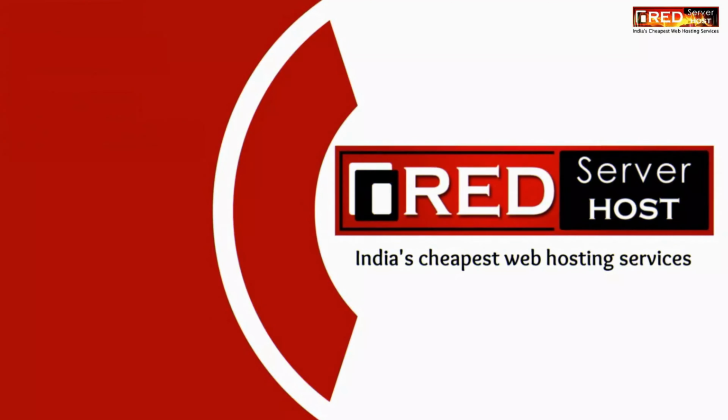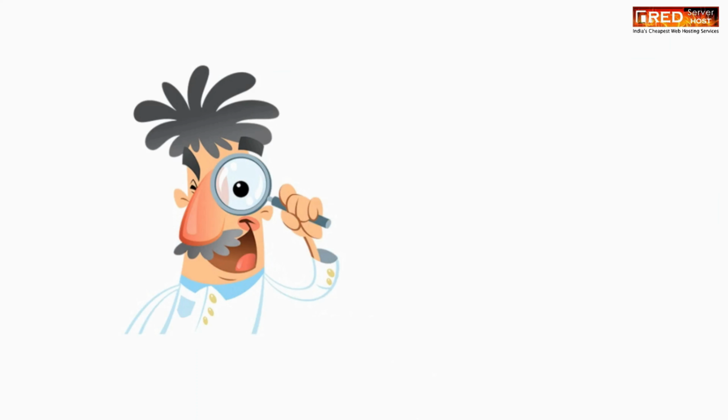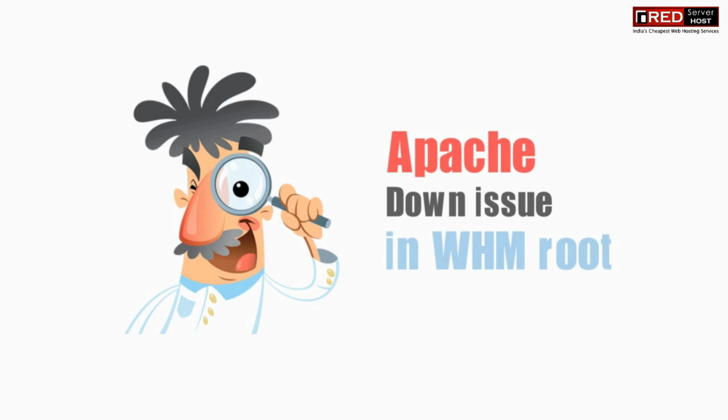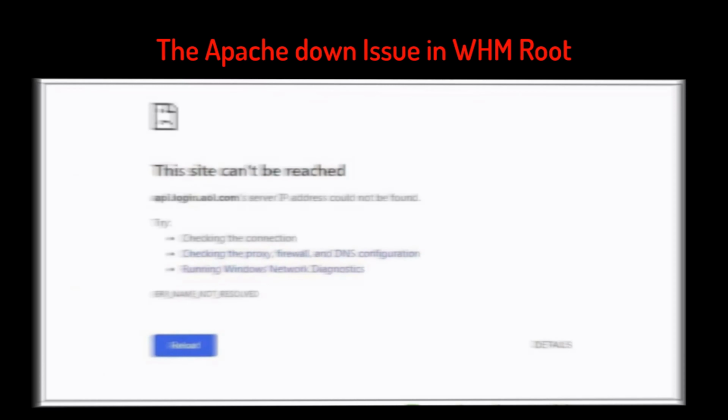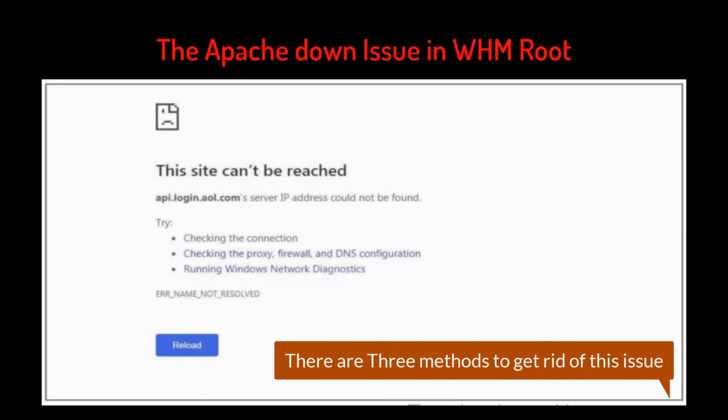In this video, we will show you how to solve the Apache down or HTTPD down issue in WHM root. Sometimes you find that in your WHM root server, Apache is down. If you check the service status page, you will find HTTPD is down and your website displays "This site can't be reached." There are three methods to solve the Apache down issue.